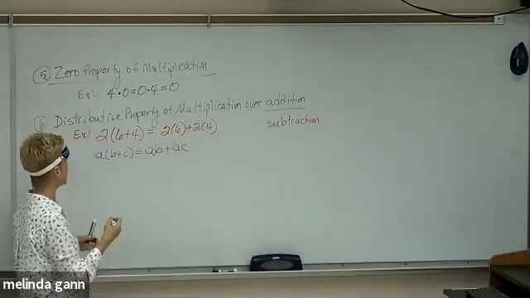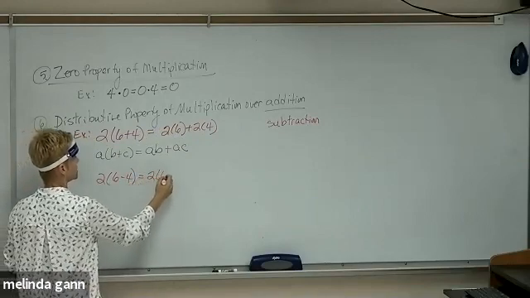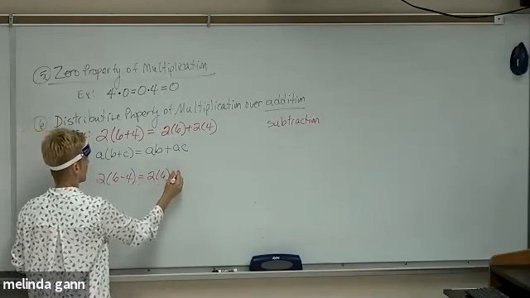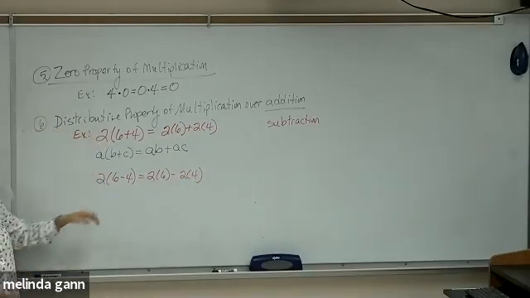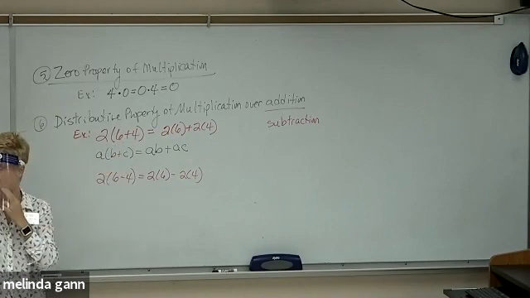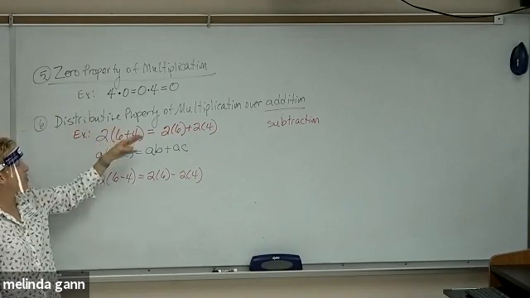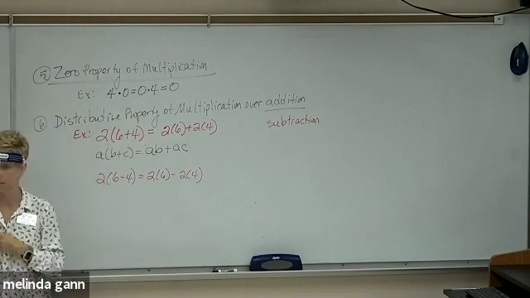So it would work if you had 2 times 6 minus 4. You could say that's 2 times 6 minus 2 times 4. So it works whether you have a plus in the parentheses or whether you have a minus in the parentheses. You either have the distributive property of multiplication over addition or you have the distributive property of multiplication over subtraction.